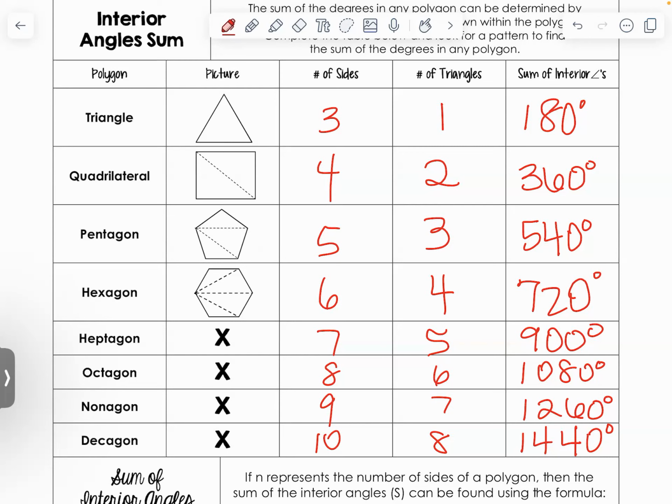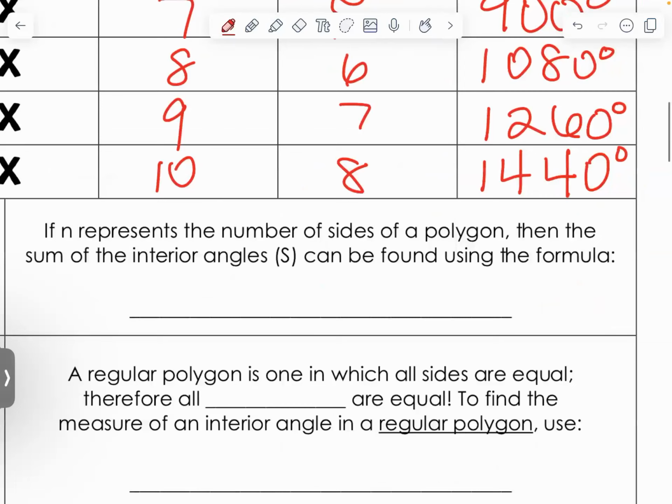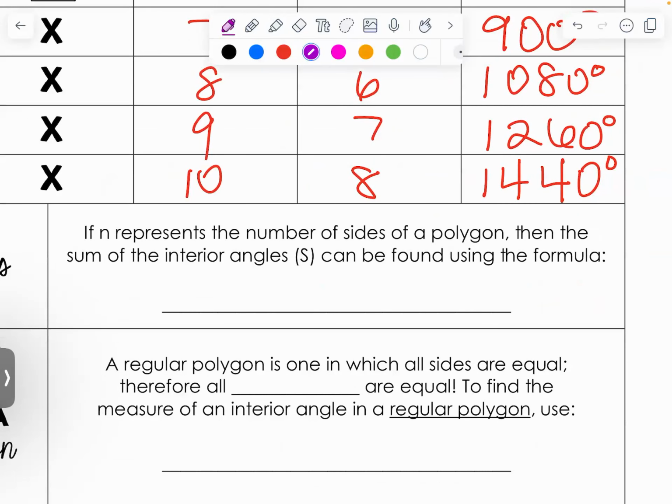What do you notice about the number of triangles compared to the number of sides? It is 2 less. Oh, wait, that's kind of cool. So the sum of our interior angles is something times 180: n minus 2 times 180, because n is the number of sides. Isn't that crazy?